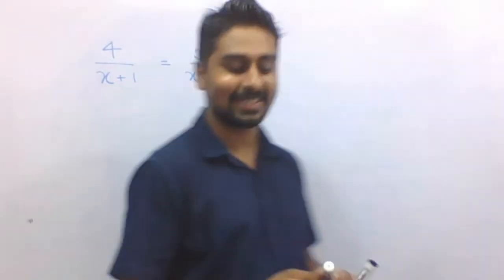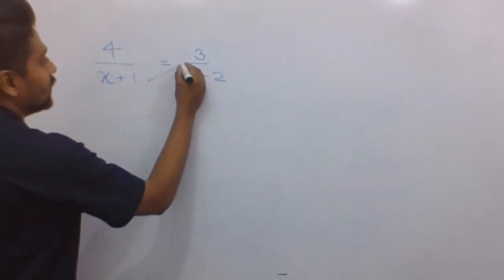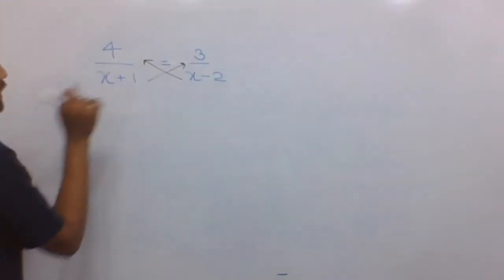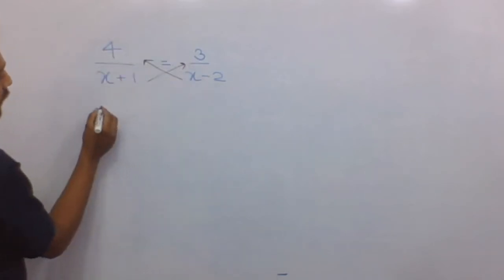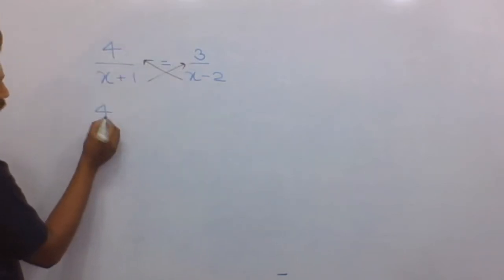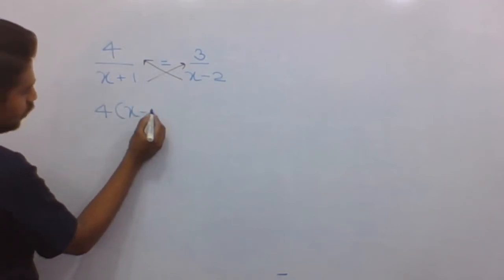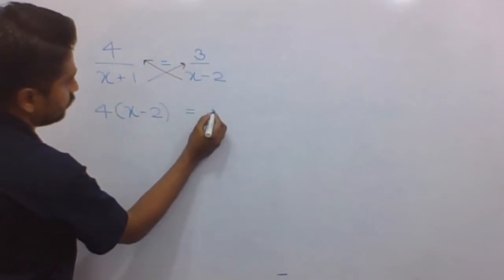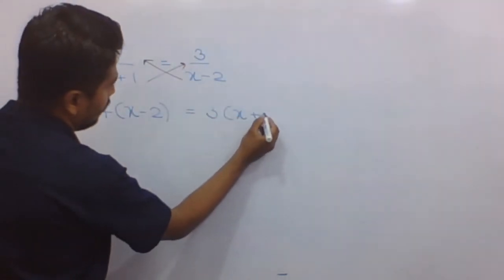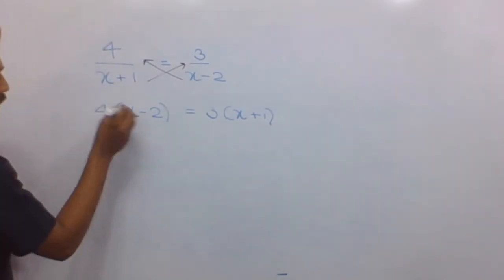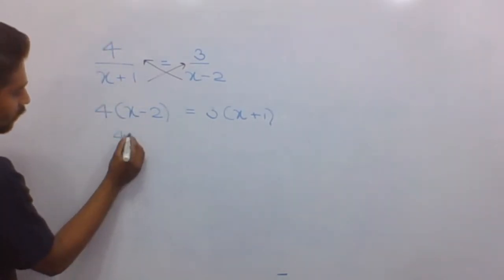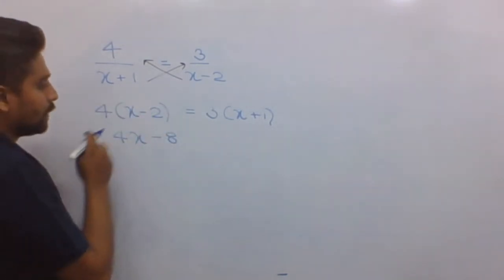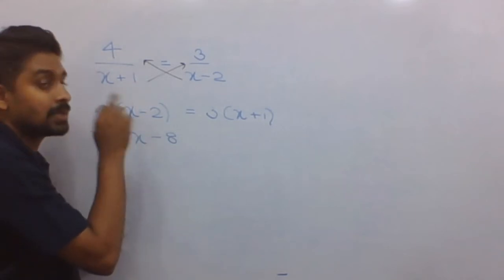Then let's do the cross multiplication. Right? This one with this one, this one with this one. So 3 multiplied with this one, 4 multiplied with this one. Then 4 times x minus 2 equal this 3 with this one, x plus 1, right? So then 4, this is 4x, this is 8. 4x into minus 8. Plus 4 into plus 6 plus 4x. Plus 4 into minus 2 minus 8.